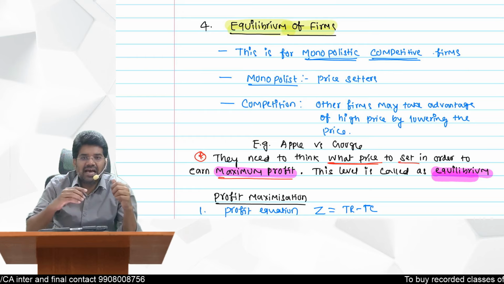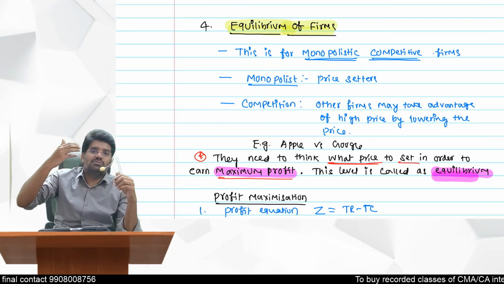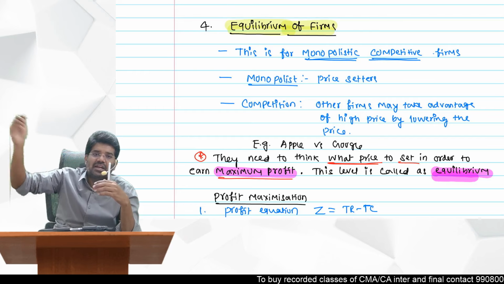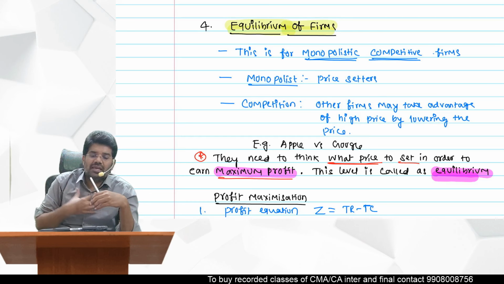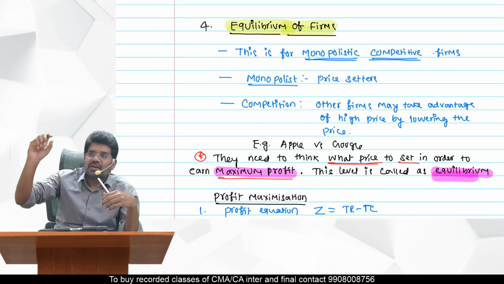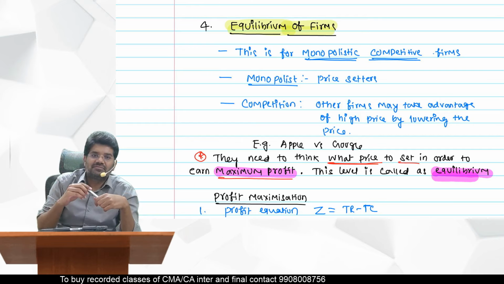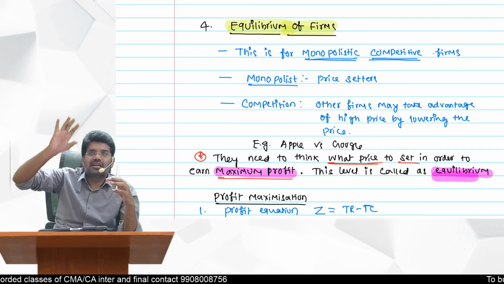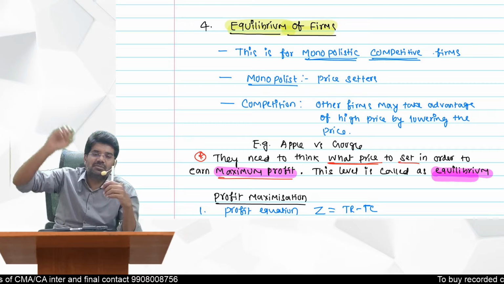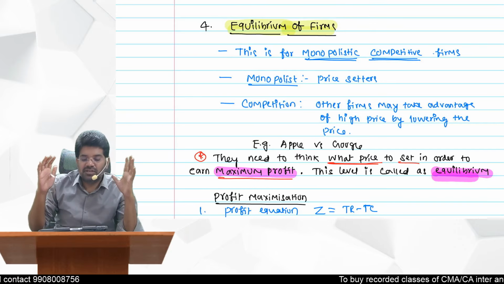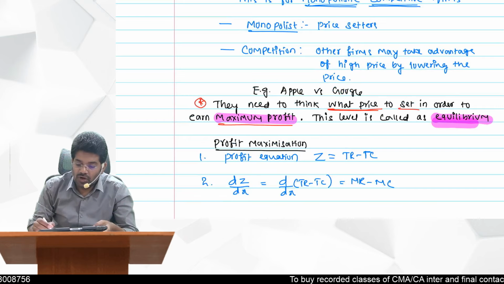Now naturally, as a firm, what is your objective? If I increase my price, the other firm is taking advantage of that. So my objective is to fix a price where my profit will be maximum. Even if the other firm takes advantage, at that particular price I can still achieve the maximum profit. Are you getting it? Yes, this is my objective. So they need to think what price to set in order to earn maximum profit.